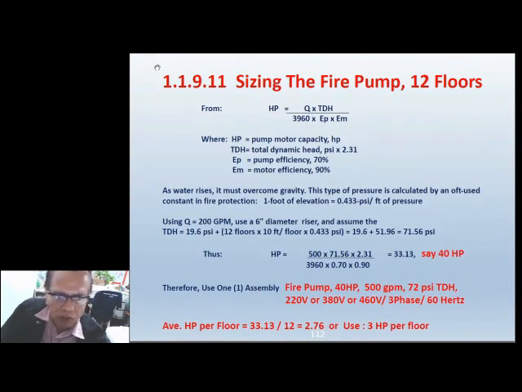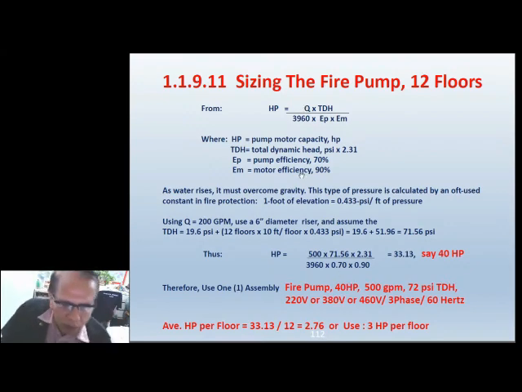So, using a 500 GPM pump, this is the formula for horsepower. Horsepower, the pump motor, is equal to Q times TDH over 3960 times EP times EM. TDH here is the total dynamic head. 3960 is a constant value. EP is the efficiency of the pump, and EM is the efficiency of the motor. And Q is the flow, which is 500 GPM, gallons per minute.